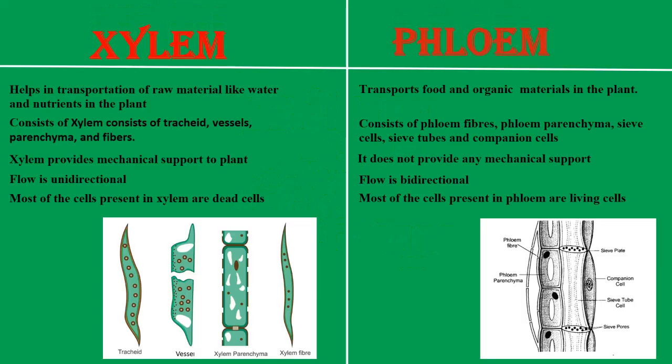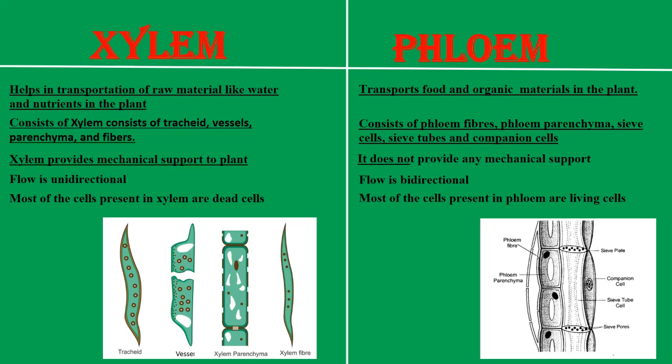Differences between xylem and phloem. Xylem helps in transportation of raw materials like water and nutrients in the plant. Phloem transports food and organic materials in the plant. Xylem consists of tracheids, vessels, parenchyma, and fibers, whereas phloem consists of fibers, phloem parenchyma, sieve cells, sieve tubes, and companion cells. Xylem provides mechanical support to the plant, and phloem does not provide any mechanical support to the plant. The flow of the materials in the xylem is unidirectional, and the flow of the materials in the phloem is bidirectional. Most of the cells present in xylem are dead, whereas most of the cells present in the phloem are living cells.